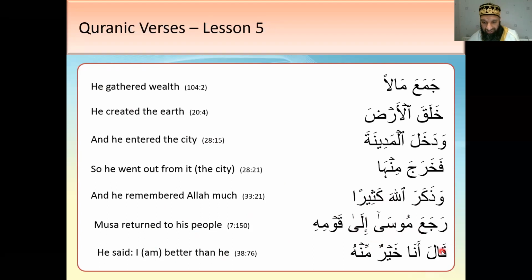So Musa, he returned ila, to qawmihi, his people, his nation. Excellent.